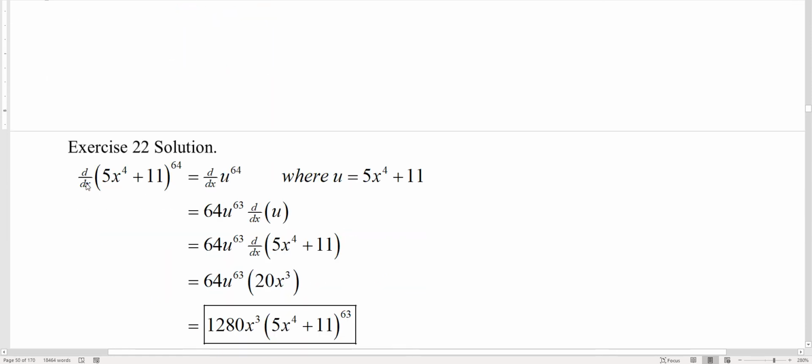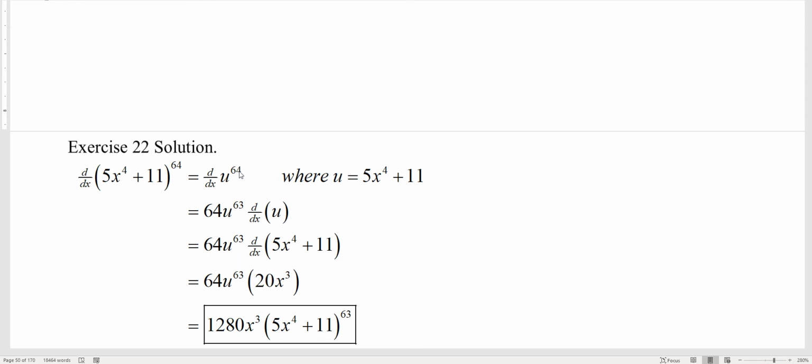All right, here's the first one, the derivative of (5x to the 4th plus 11) to the 64th. Well, that's not something that we have a rule for directly, but if we see that it's just a complicated base but a very simple constant power, we let u be the more complicated base, let u be 5x to the 4th plus 11, and now we've got the derivative of u to the 64th. Okay, that's just a power function. We know how to do that.